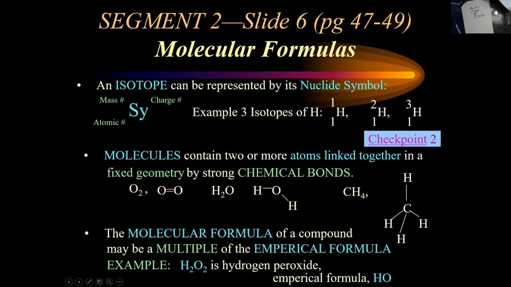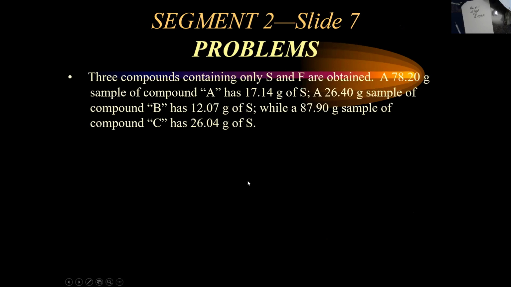But its empirical formula is HO. You see, there's two hydrogens and two oxygens, and its empirical formula is HO or OH. I would write it HO for a reason we'll talk about when we get to nomenclature. And if you got the percentage composition of hydrogen peroxide and determine the formula from that, what you would get is HO. But that isn't the formula of hydrogen peroxide. That's the empirical formula. The formula of hydrogen peroxide is its molecular formula.